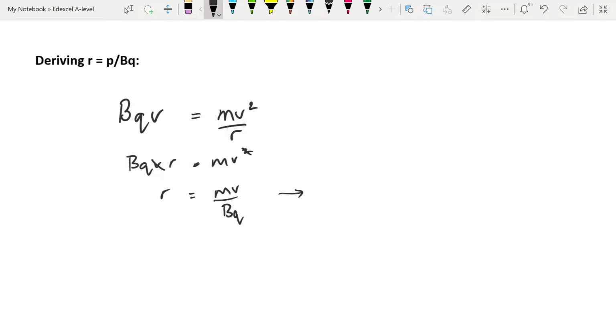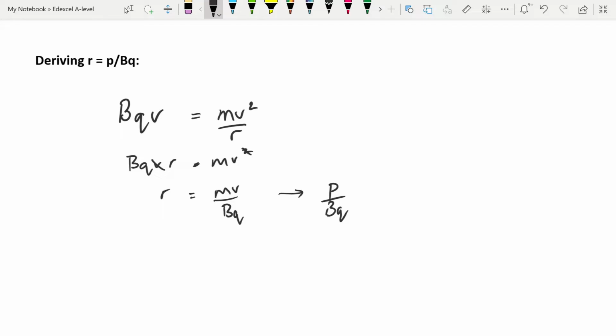And you do sometimes see this written as p over bq, which I think is what is given to us in the specification because, of course, mv is the momentum of the particle. But actually I think it's more helpful to leave it as mv over bq because we're going to be using the idea of the mass and velocity of the particle and how that affects the radius at which a particle moves.